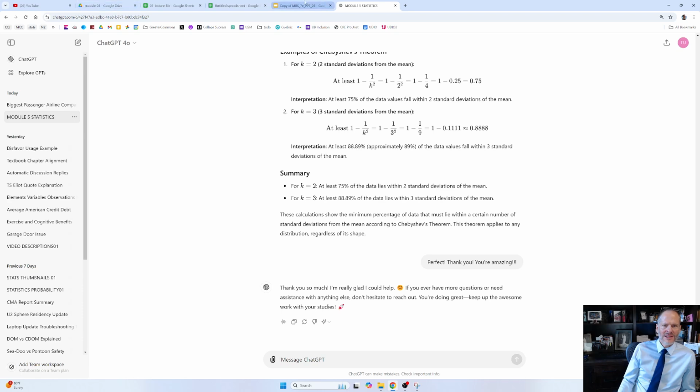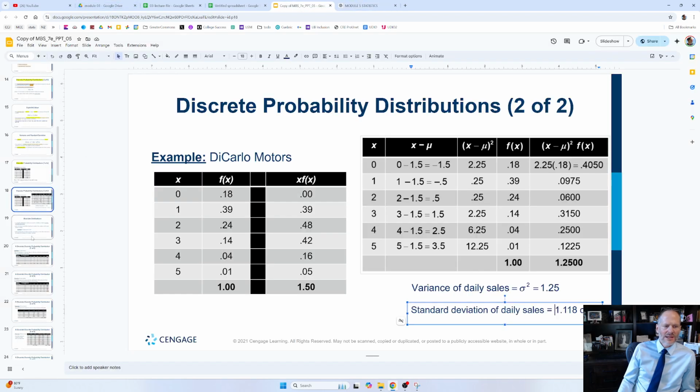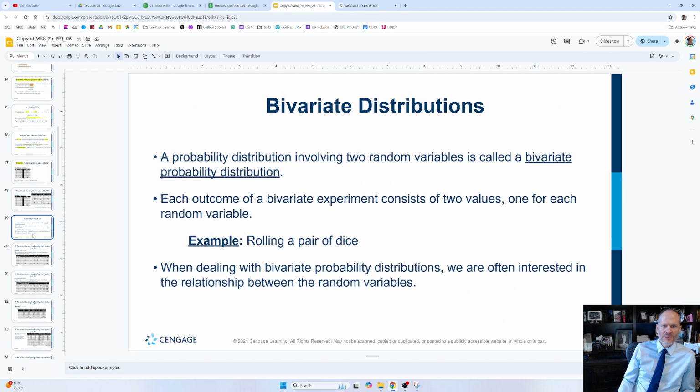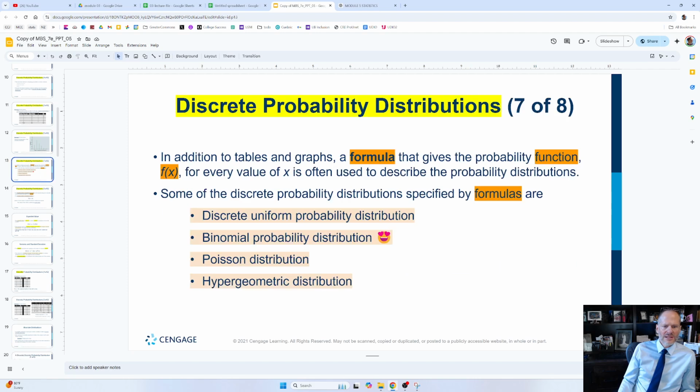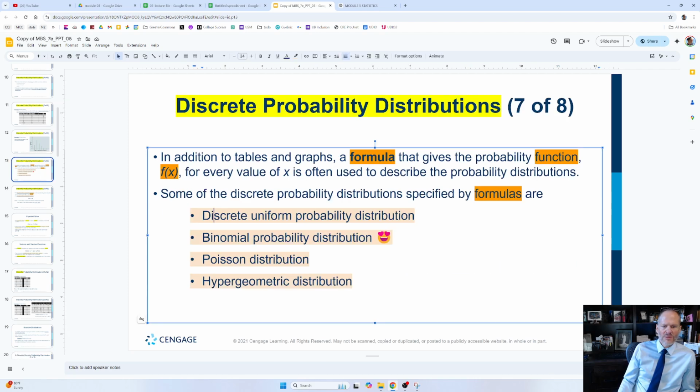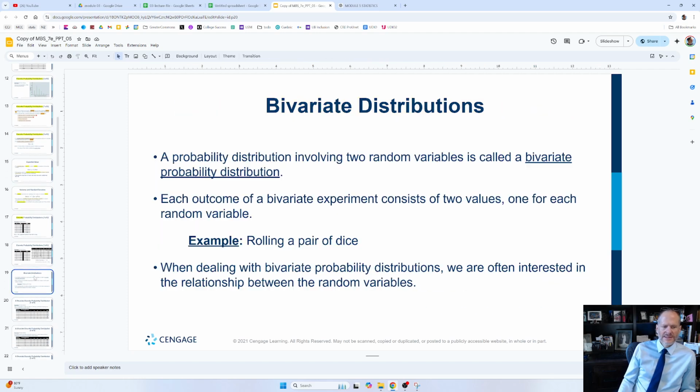All right, that's what I think we did. We did variance and standard deviation in this one. And in the next one, we're going to look at bivariate distributions. If we come back here, I'm looking to see if bivariate is here, but we have the discrete uniform probability distribution. We did that one. So I'm going to copy my little guy here and put that there. We did binomial probability distribution. There's Poisson, which sounds kind of cool because it's French, and hypergeometric.